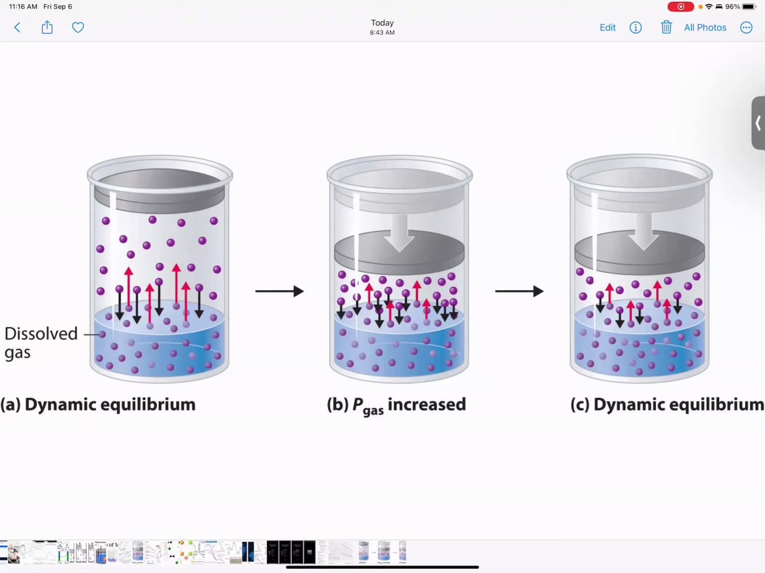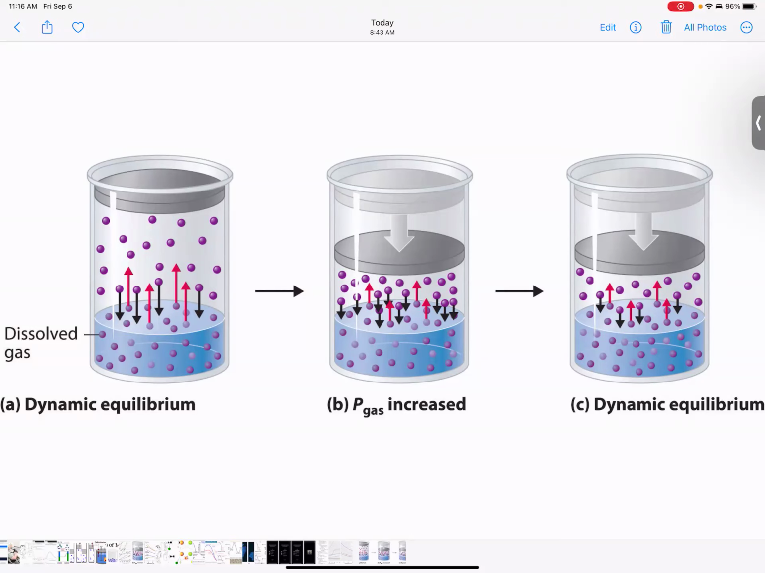So that's why it's called the dynamic equilibrium, because the amount of gas inside the liquid and the amount of gas above the liquid no longer changes. When we first apply the pressure to the cylinder, we change the amount of gas going into the liquid level. We're going to increase the amount of gas that goes into the liquid level. That's why you see a lot more of the black arrows pointing down.